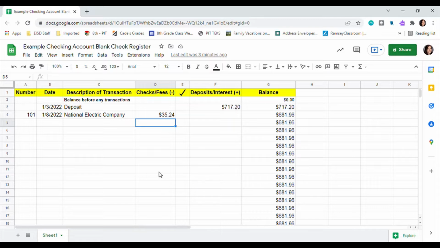So now I'm ready to enter check number 102 into my check register. So I'm in cell A5, and in cell A5, I'm going to put the check number of 102. The date is going to be January the 9th. And the description, again, is who I'm writing the check to. In this case, it's Reader's Service. And then in cell D5, because money is leaving my account, I'm going to put the amount of the check, which was $24. And you don't have to put the .00. It'll automatically add that in. And looking over in cell G5, I now notice that I only have $657.96, and I'm ready to do the next transaction.